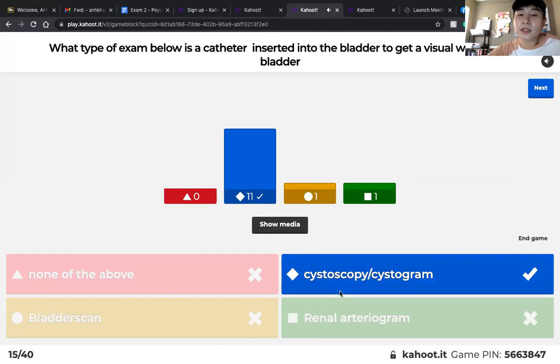All right, so cystoscopy is a catheter inserted into the bladder to get a visual within the bladder. So yes.